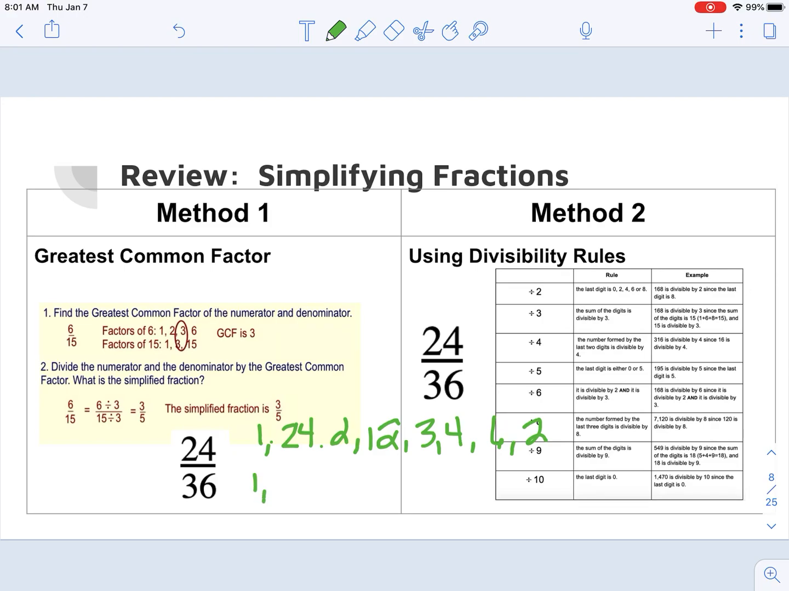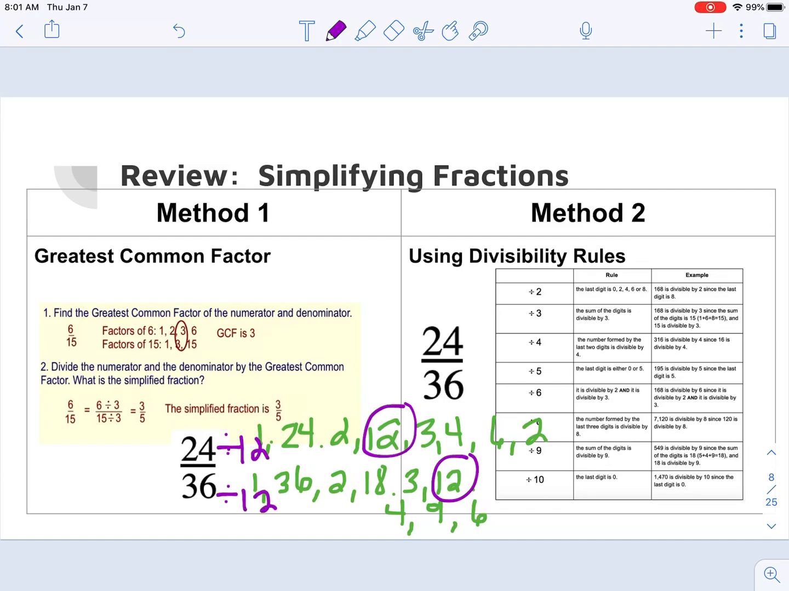36 has a lot. 1 times 36, 2 times 18, 3 times 12, 4 times 9, and 6 times 6. So if I look at all those factors, I'll notice that they both have a 12. So I know I can, and that's the biggest common factor, so I know that I can divide the top and the bottom by 12. So that is one method I can use, listing out the factors, circling the largest common factor.